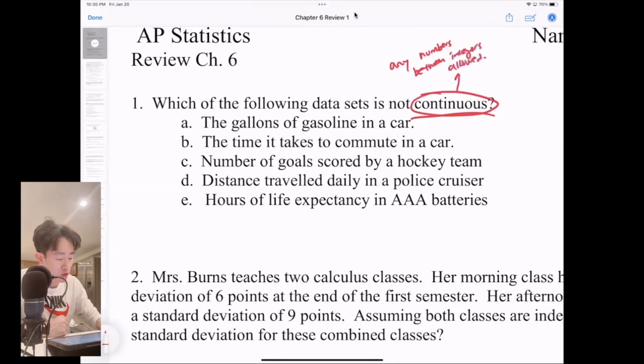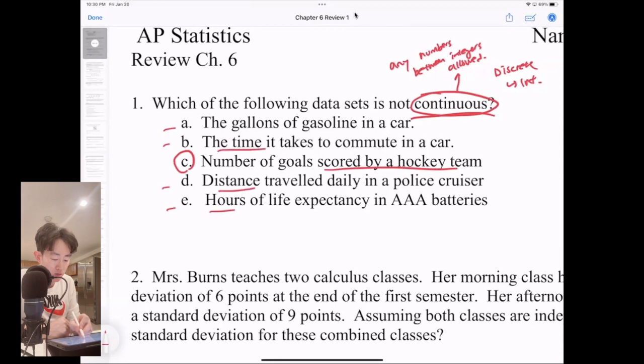that means that we are actually looking for discrete, which means simply that all of the numbers within the random variable have to be classified as integers. So one of the following choices will have all the values as integers, and the only one that gives you an integer value is C. The number of goals scored by a hockey team, it's 1, 2, 3, 4, 5. Gallons, time, distance, and hours, all of these can be decimal values. Therefore, for number one, it's going to be C.